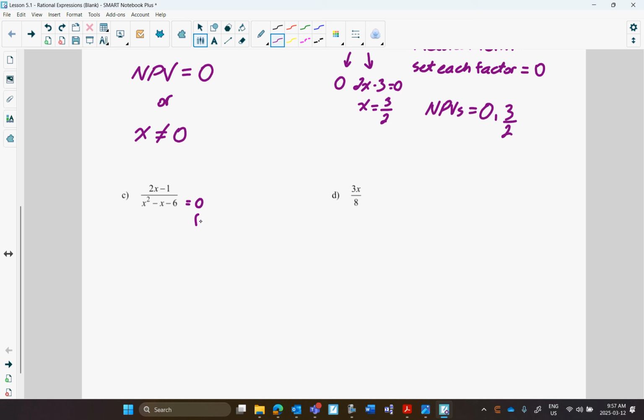So factor, and then set each factor equal to 0. And those are your NPVs. So I don't have to worry about the top, unless I'm reducing it. Let's talk about that later.